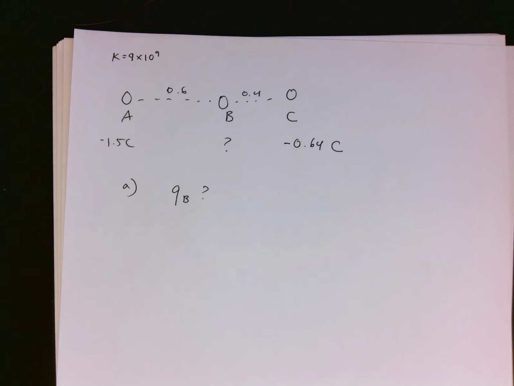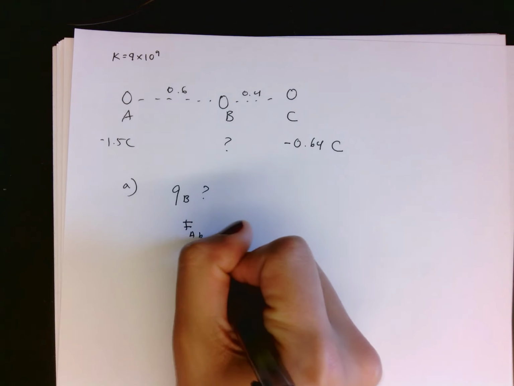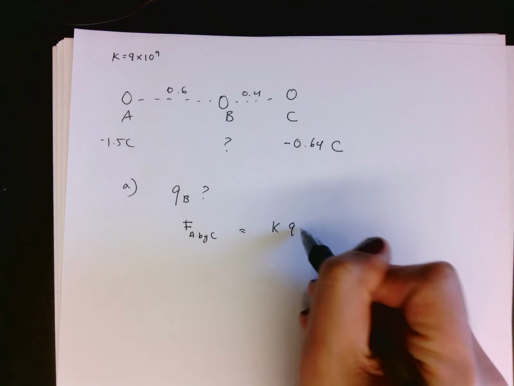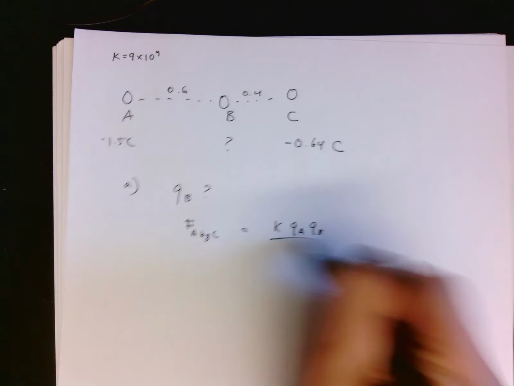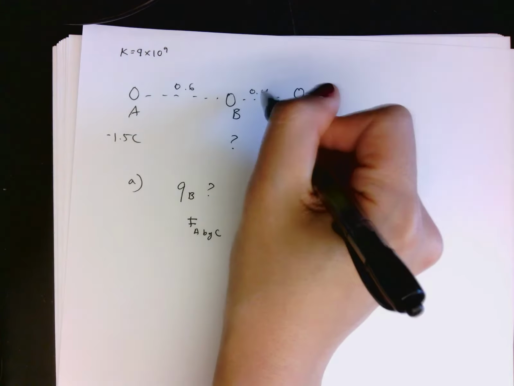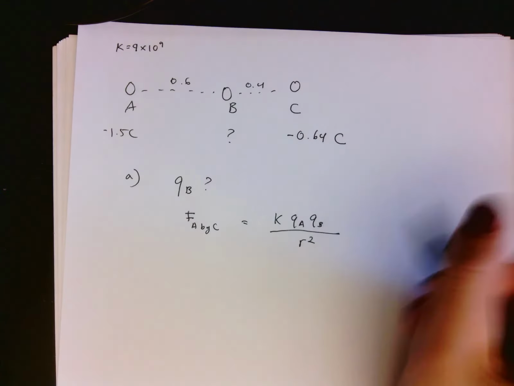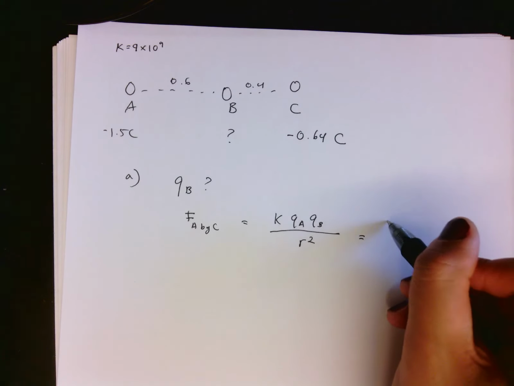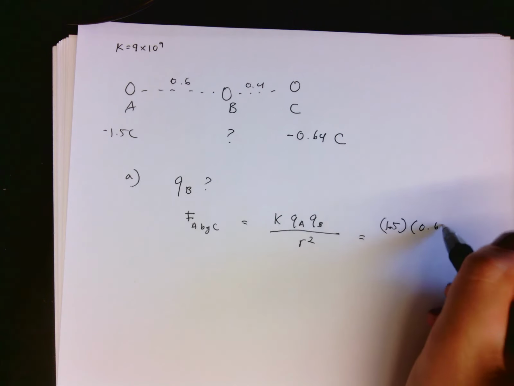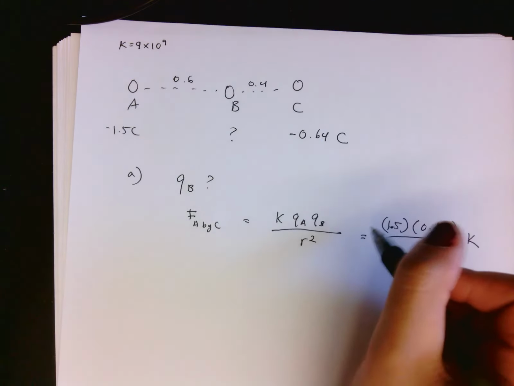from C. So we can calculate the force on A by C using Coulomb's law, which we learned is K QA QB over R squared. And the R is just 1 because 0.6 meters plus 0.4 meters is 1 meter, which is the distance between A and C, which is equal to 1.5 times 0.64 over 1 times K. And this is a repulsive force because they're both negative.